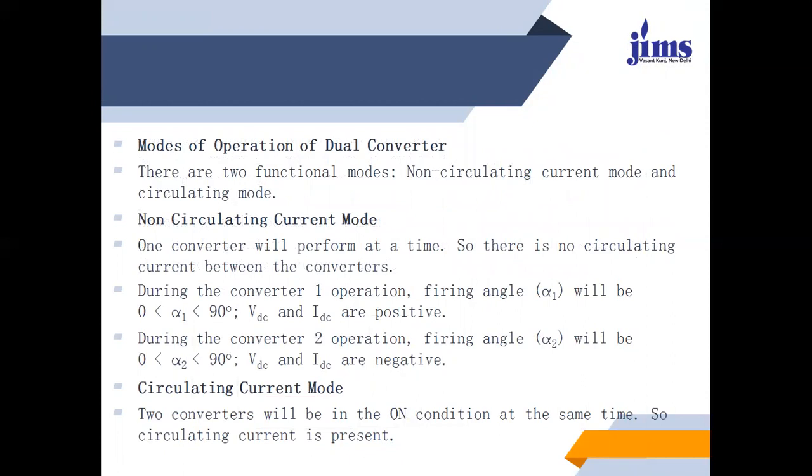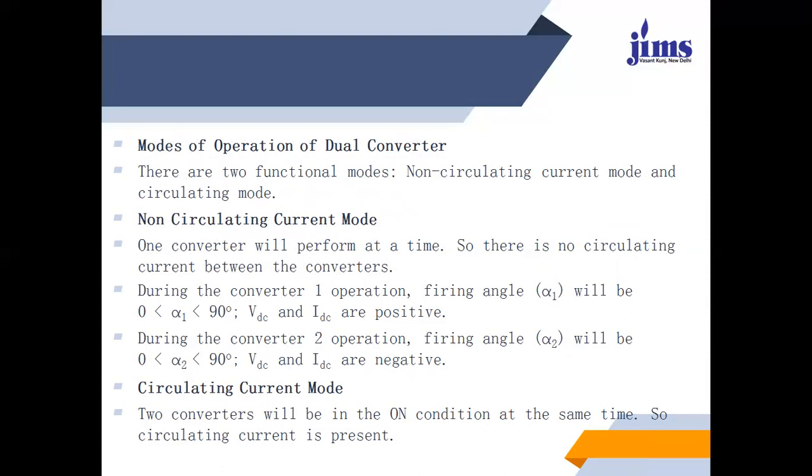There are modes of operation of the dual converter. There are two functional modes: the non-circulating current mode and the circulating current mode. In the non-circulating current mode, one converter performs at a time, so there is no circulating current between the converters, because when one converter is operating, the other is switched off. During converter 1 operation, the firing angle alpha 1 is from 0 to 90 degrees, so VDC and IDC are positive. During converter 2 operation, the firing angle alpha 2 is from 0 to 90 degrees, and VDC and IDC are negative in nature.